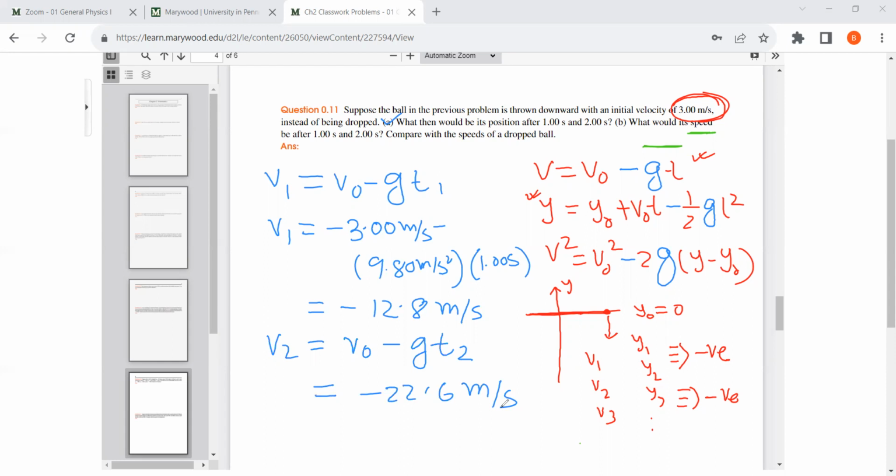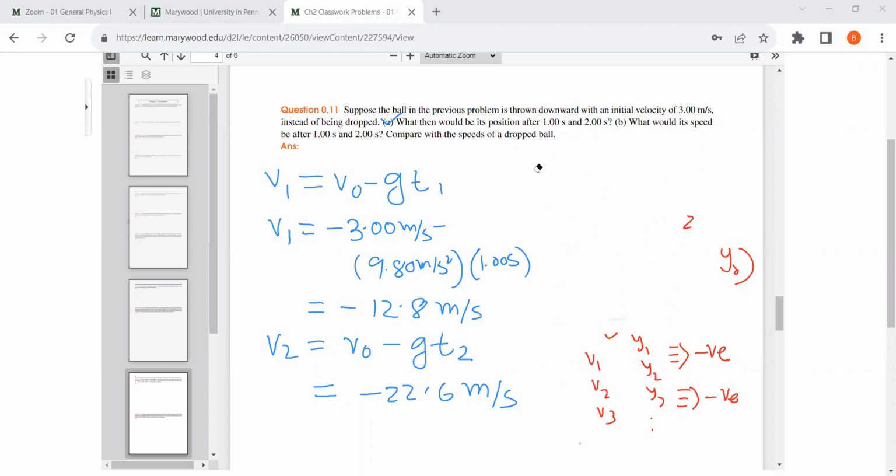So what would be the speed? Speed, when objects are moving in a straight line and if they don't change direction in their journey, then here is a trick to calculate speed from the velocity.